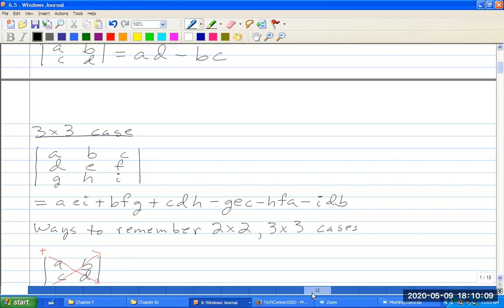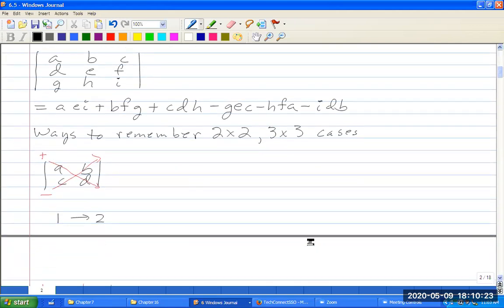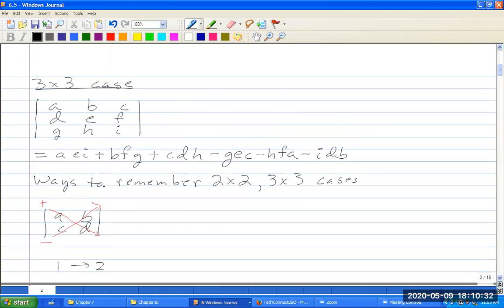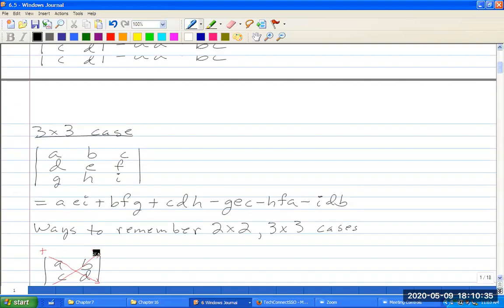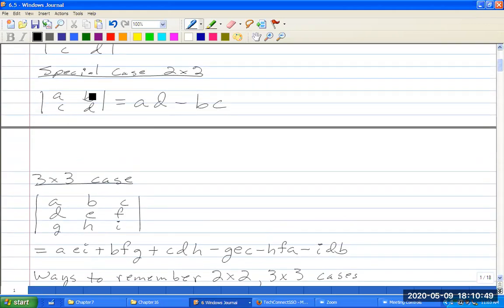So how do we remember these special formulas for the 2 by 2 and the 3 by 3 case? One way of remembering it is the following. I multiply this way, AD, and when I do that in this direction, I'll put a plus sign in front of it. Then I multiply in this direction, and when I do that, I'll put a minus in front. And so it's just AD minus BC.